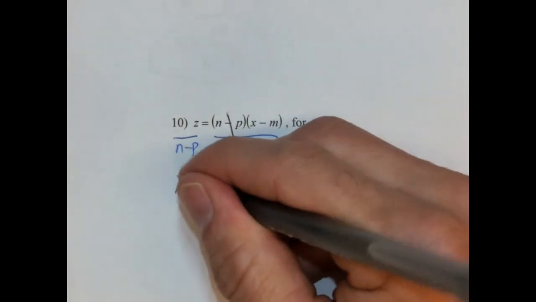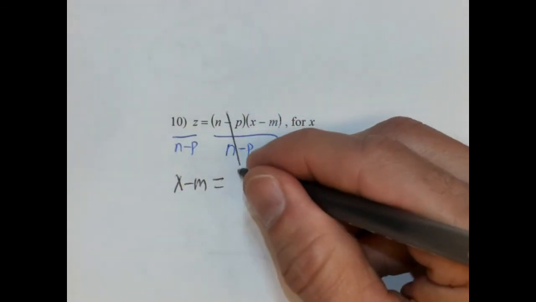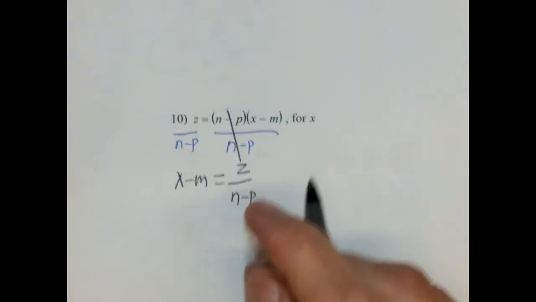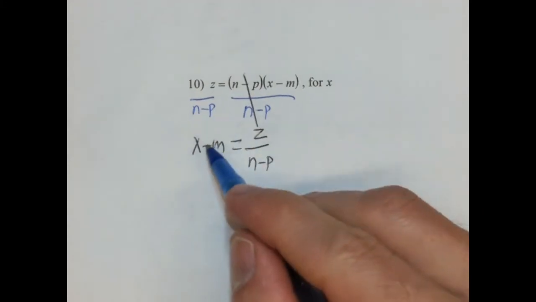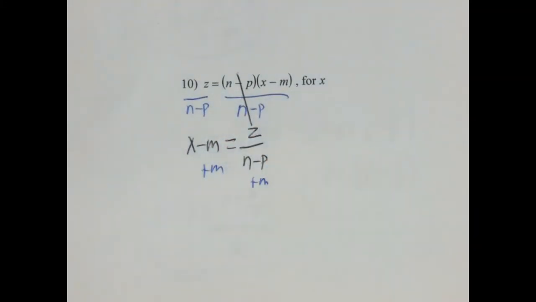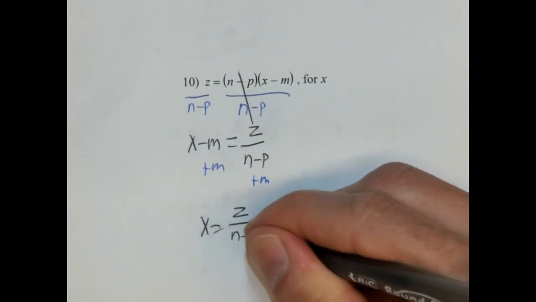So that means these will cancel. So we're going to have x minus m, and now there's no parentheses there. I mean, you could have it there, but there's no need to because it's not being multiplied by anything, equals z over (n − p). And I switched the directions, hopefully that doesn't mess anybody up. And we want to get x by itself, so we're going to add m to both sides, plus m, and we're going to have x equals z over (n − p) plus m.